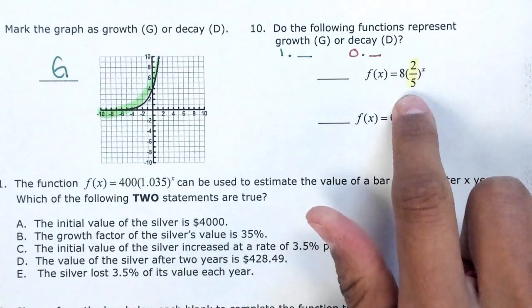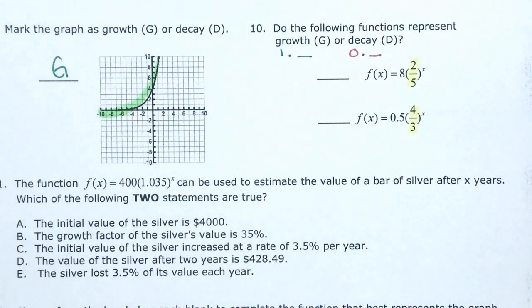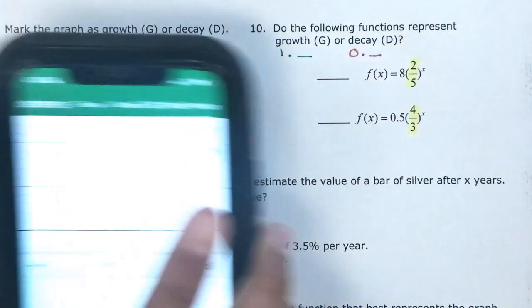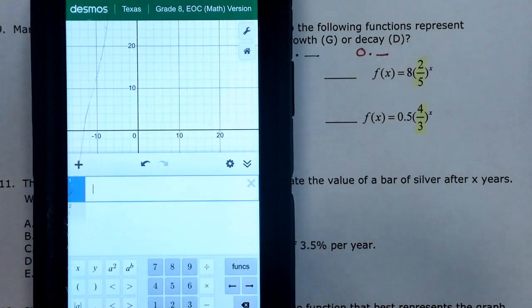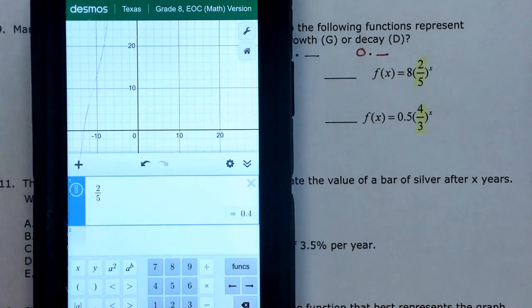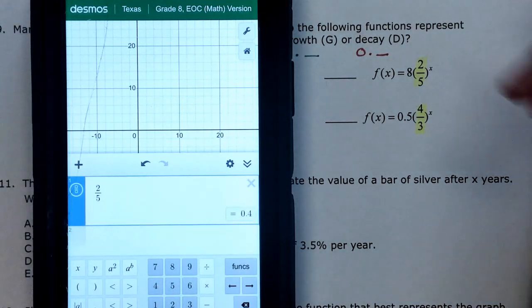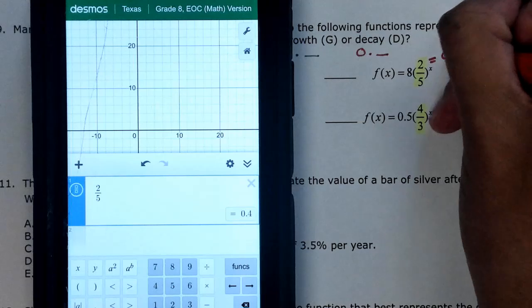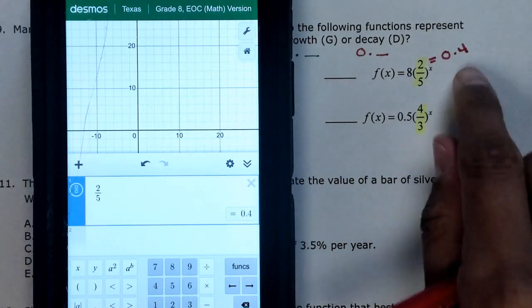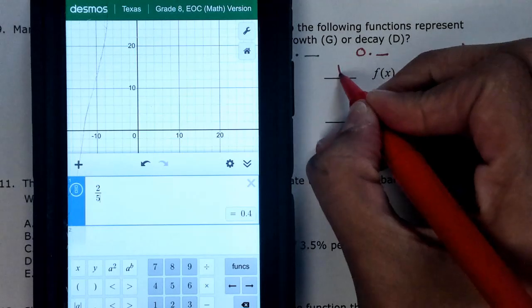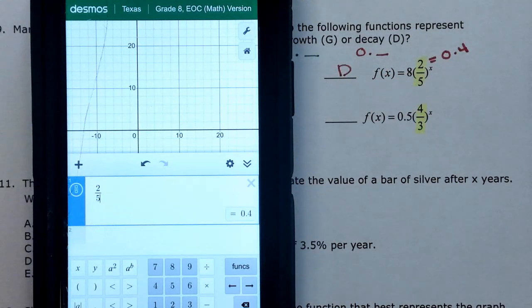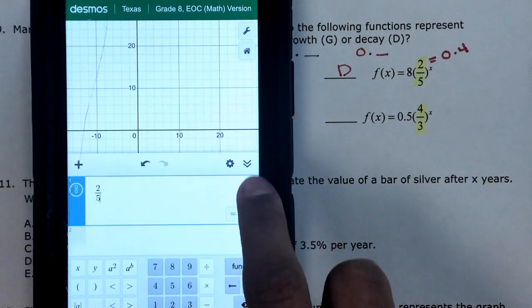But with it being fractions, how do we know if it's 1 point or 0 point? Well, just go to Desmos and type this fraction in. So 2 divided by 5 gives me 0.4. So we're going to put equals 0.4. If it's below 1, it has a 0. This is a decay.